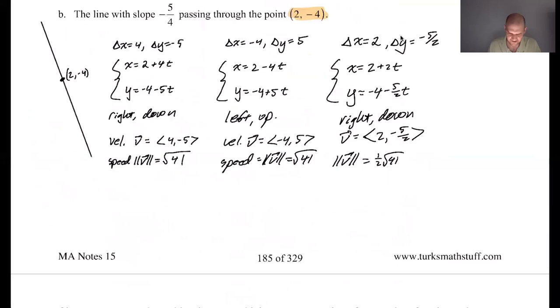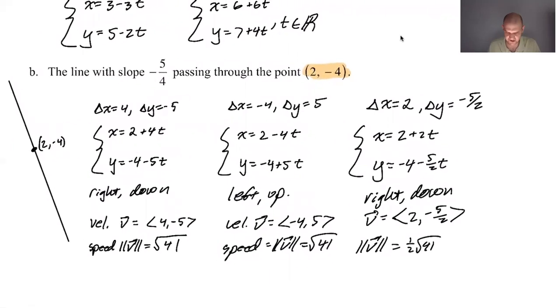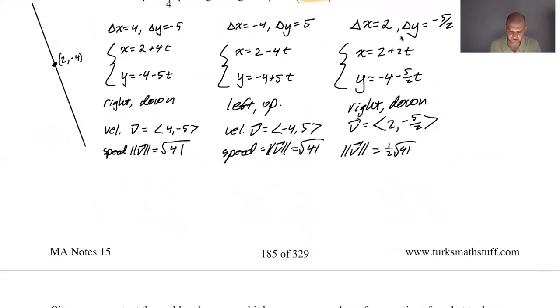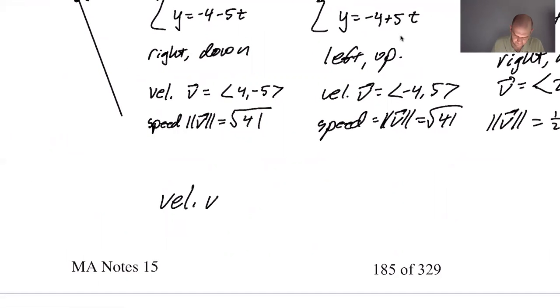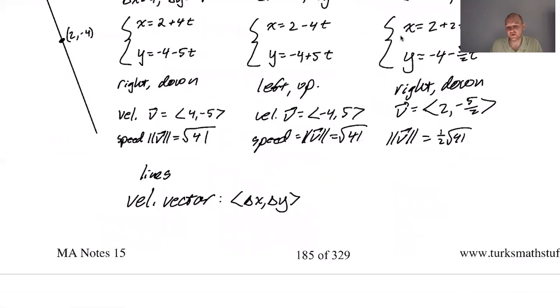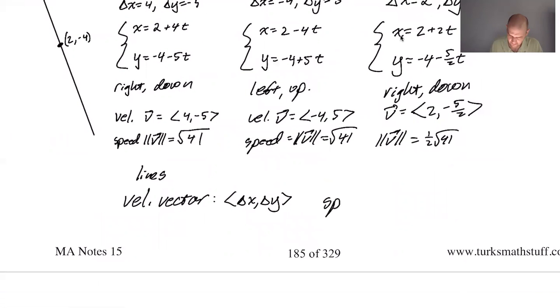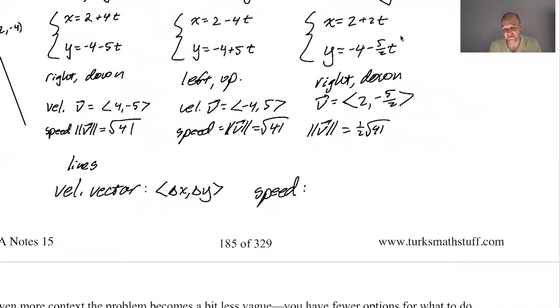Can we do a weird one? I don't even want to do a weird one. You know what? I'm just going to stop here. I'm going to leave you with the thought that there's a relationship between delta x, delta y, and the velocity vector. For lines with constant velocity, the velocity vector is <delta x, delta y>. And then we can find the speed. Speed is going to be the magnitude of velocity. It's literally just the magnitude of velocity.